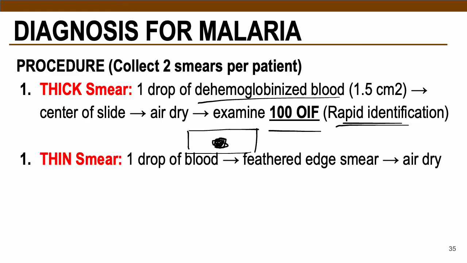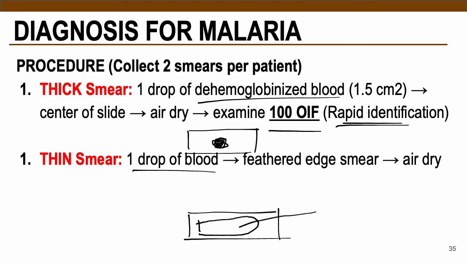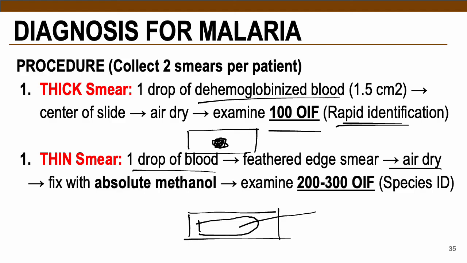While for the thin smear, 1 drop of blood, so we create a feathered edge appearance, just like a normal feathered edge blood smear in your hematology. We let it air dry and fix the slide with absolute methanol. Compared to your thick smear, for the thin smear we have to examine more oil immersion fields, around 200 to 300. The thin smear is for species identification. So what specific Plasmodium species is present in the blood?